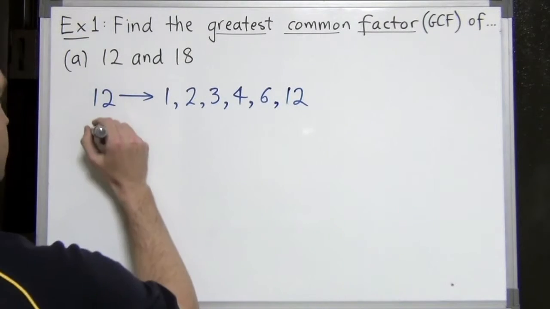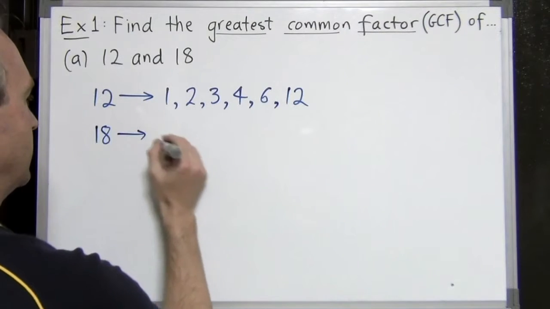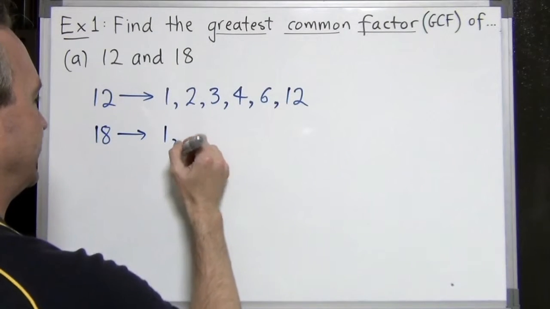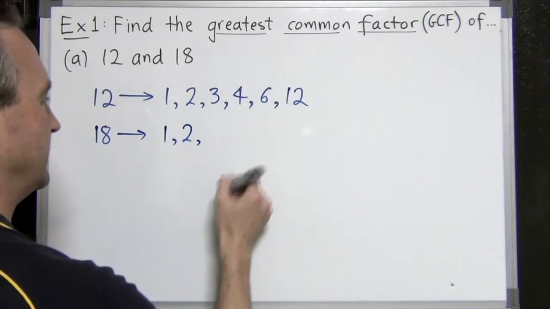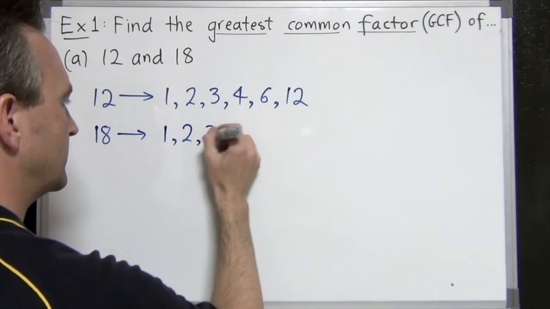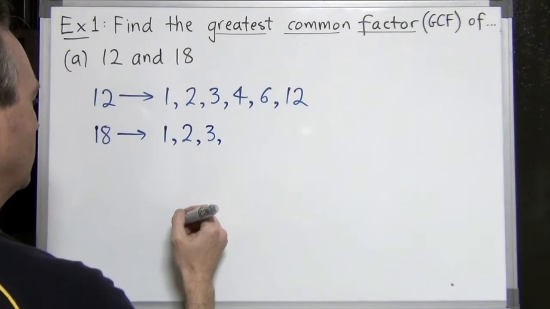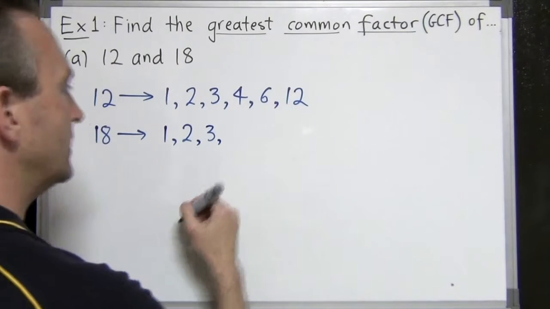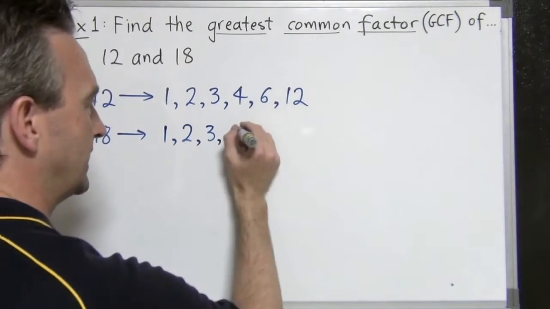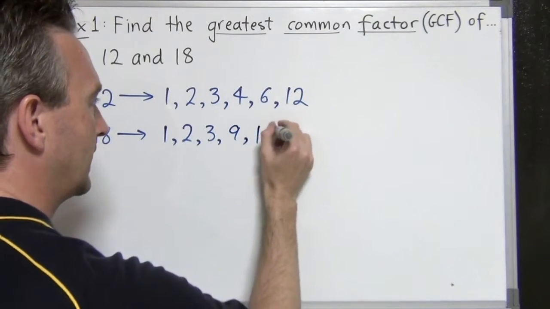And let's look at 18. Factors of 18. 1 is a factor of 18. 2 is a factor of 18. 3 is a factor of 18. What about 4? No. 5? No. I think that's about it. 9, 18. 9 goes into 18. Yep, and then we have 18 itself. I think I might have missed one somewhere there.